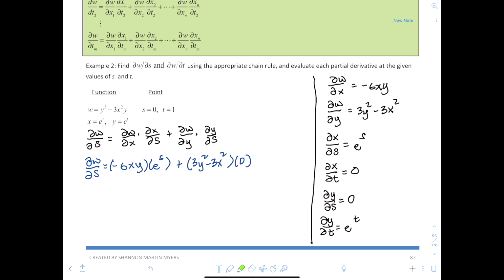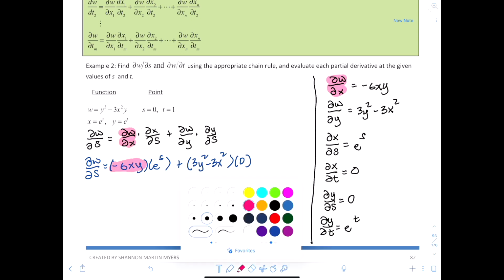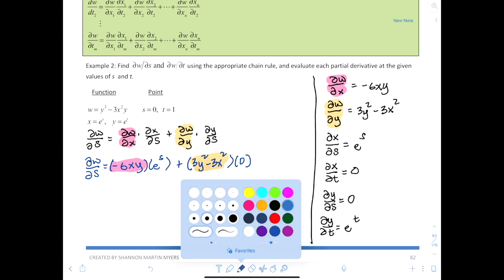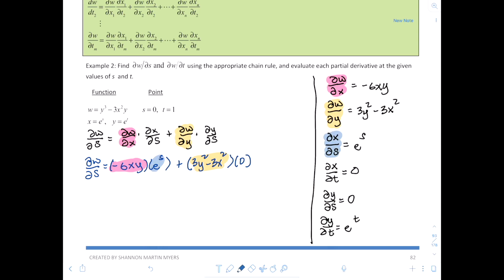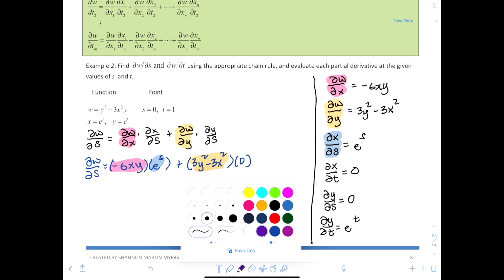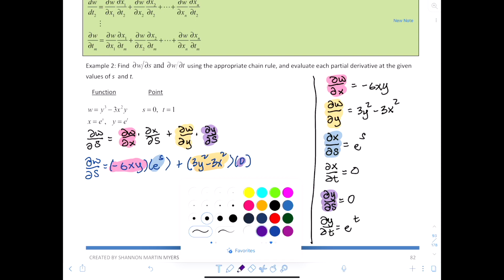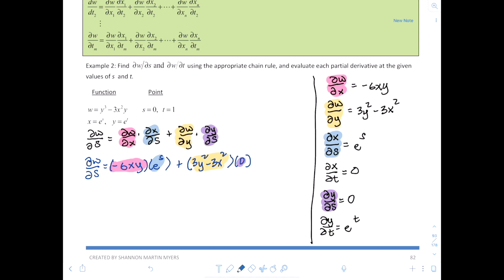Cool so far? So, how did we get all these? So here was our dw dx. Our dw dy is right here. Dx ds was our e to the s, and dy ds was 0. Cool, cool? All right.